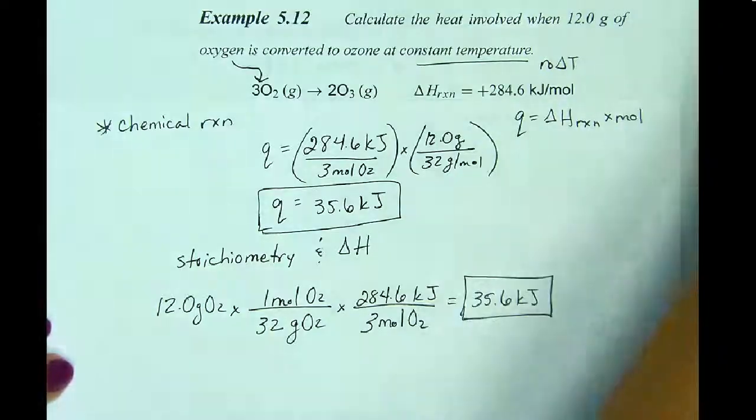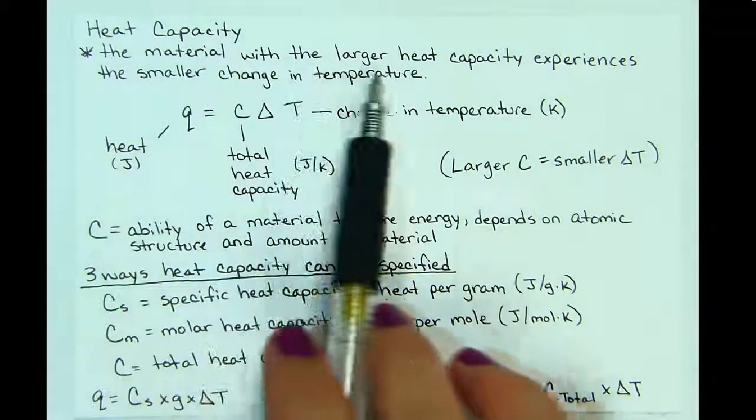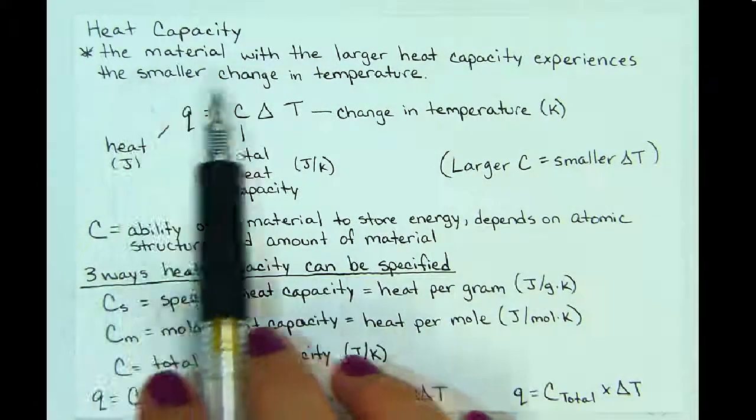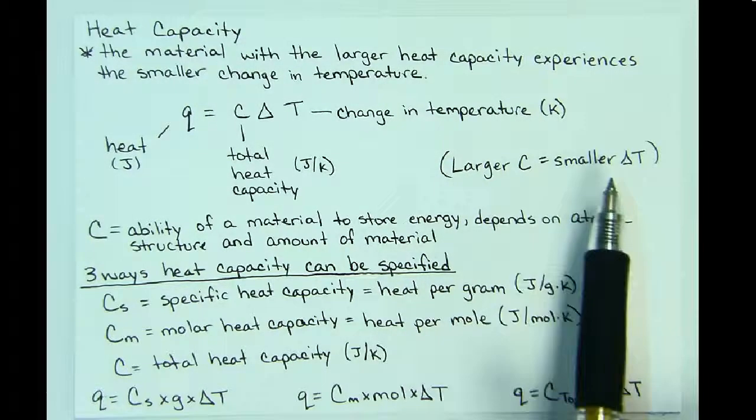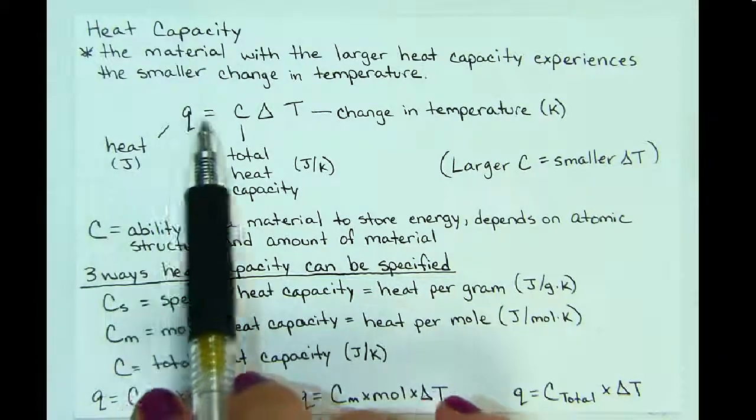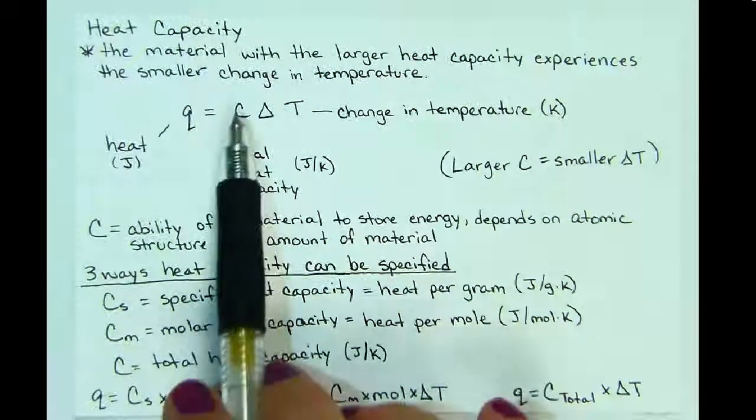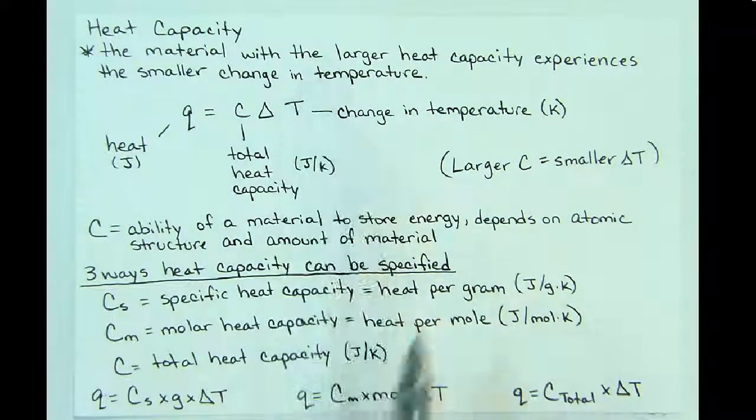We have 3 note cards for this section. Here's our first note card for this section. Heat capacity. The material with the larger heat capacity experiences the smaller change in temperature, and I have this summarized here. Larger C equals a smaller delta T. The equation is heat is equal to the total heat capacity times the change in temperature, where this is the final minus the initial temperature.